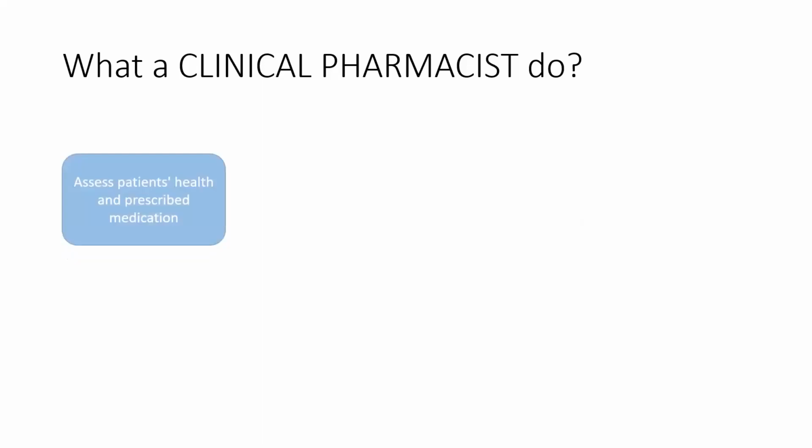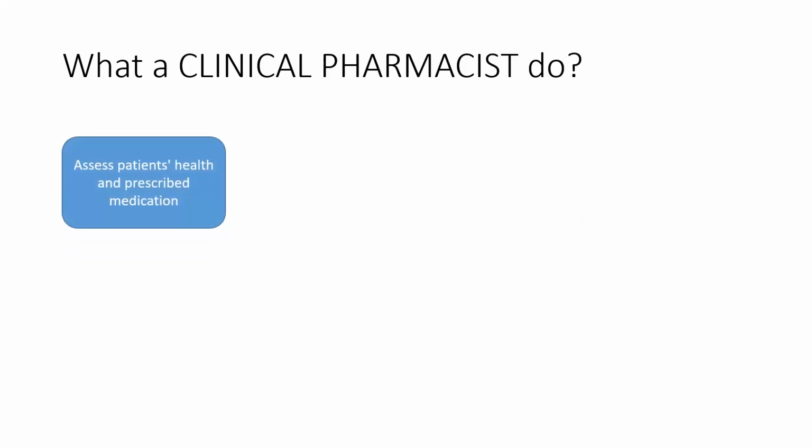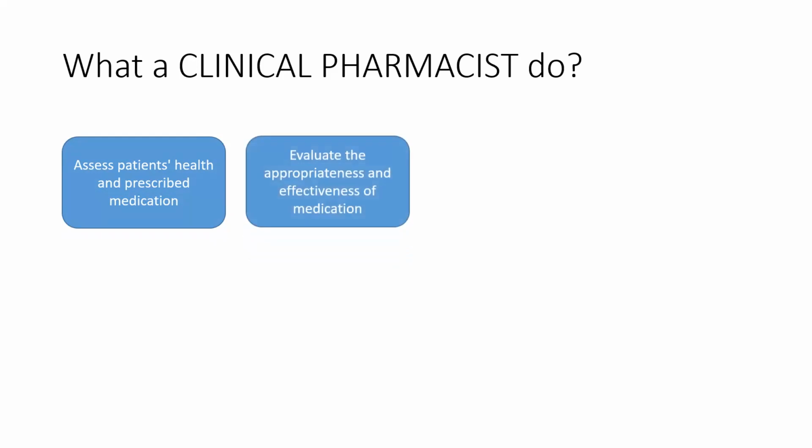A clinical pharmacist can do a lot of things, in which number one is to assess the patient's health and prescribe medication, not only assessing the patient's health but also the prescription in which the medications are written down. Next one is to evaluate the appropriateness and effectiveness of medication. Yes, this is a very important task which a clinical pharmacist can do, the evaluation. And evaluation is what? Evaluation of the medication, how appropriate it is, how rational it is, how effective it is, how safe it is.